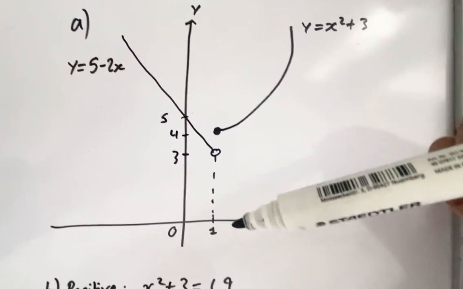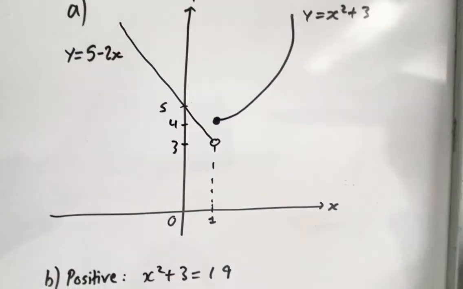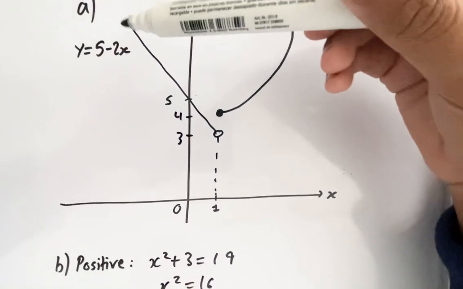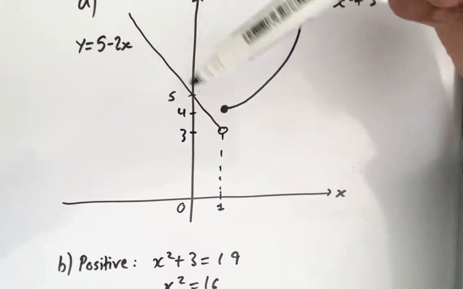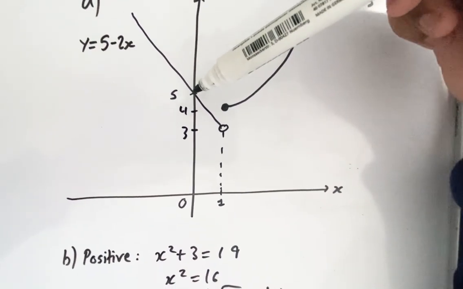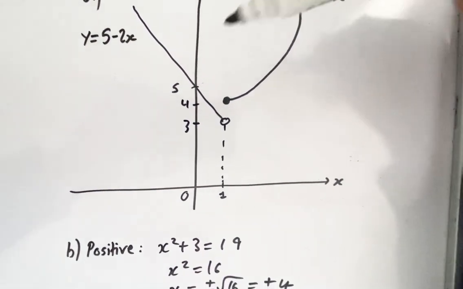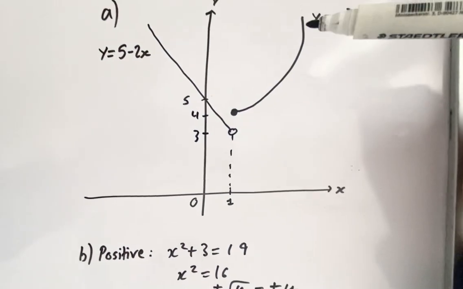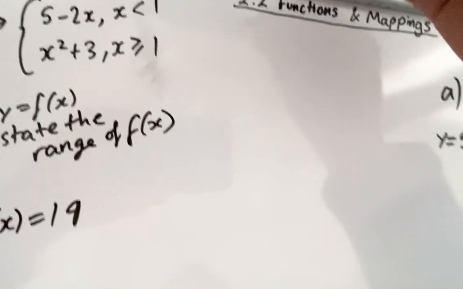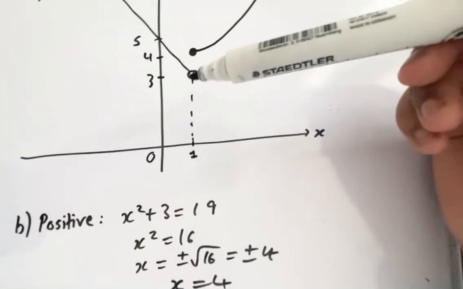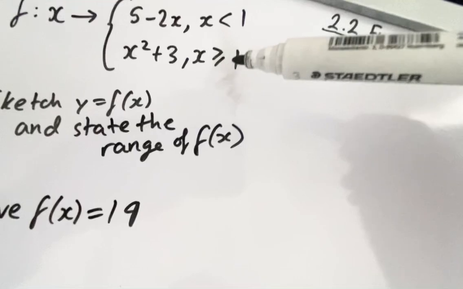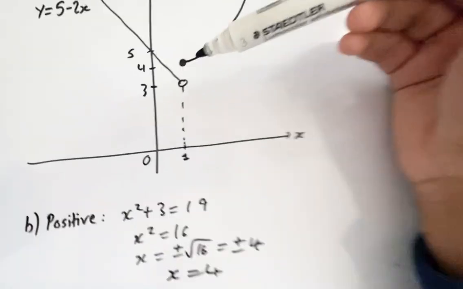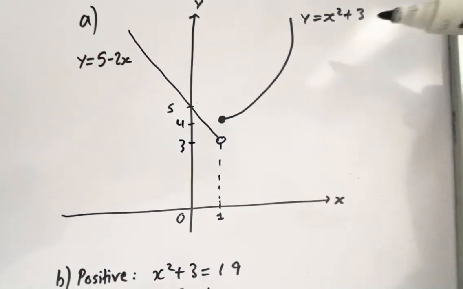From x is 1 and less than 1, we can see it takes the shape of y equals 5 minus 2x, hitting the y-axis at 0, 5, and ending at 1, 3. Notice that because it's less than 1 and not less than or equal to 1, we use an open circle, and because it's greater than or equal to 1 at x squared plus 3, we use a closed circle to define this part of the graph.